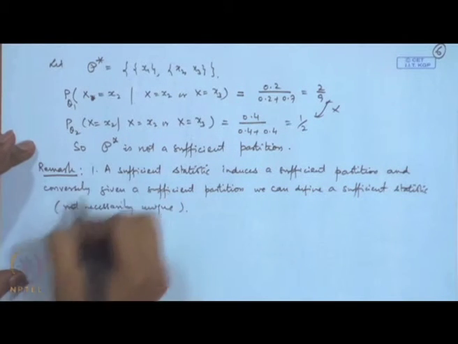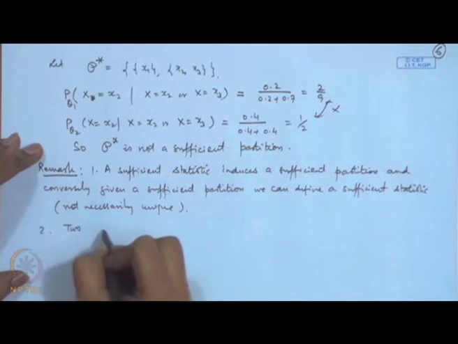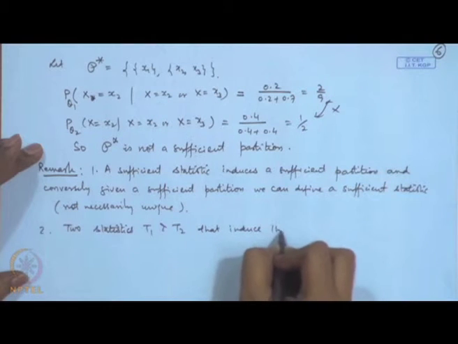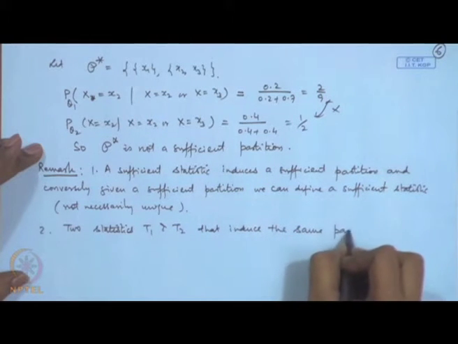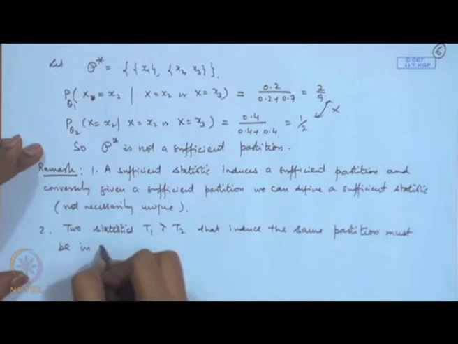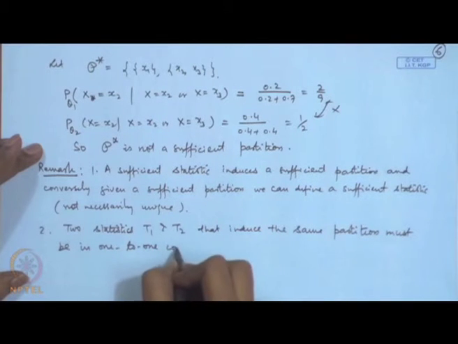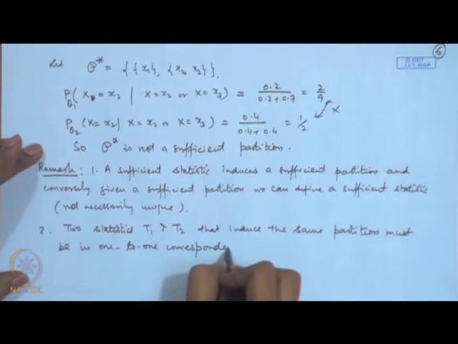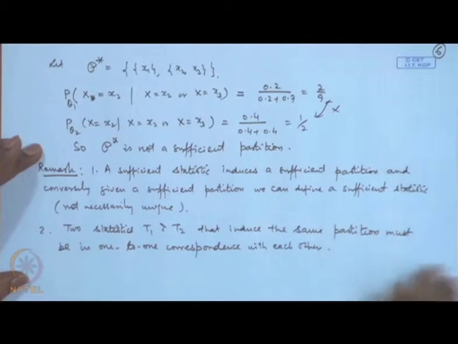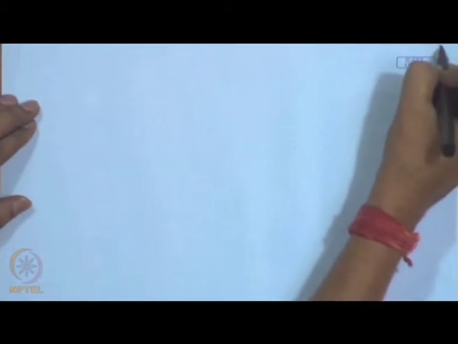And also, two statistics T1 and T2 that induce the same partition must be in 1-to-1 correspondence with each other. Now, we define the concept of minimal sufficient partition and minimal sufficient statistics.